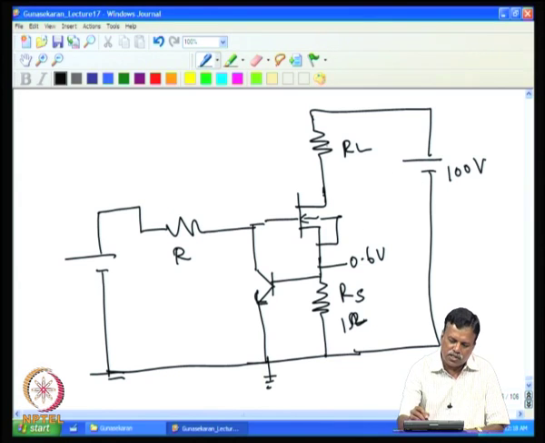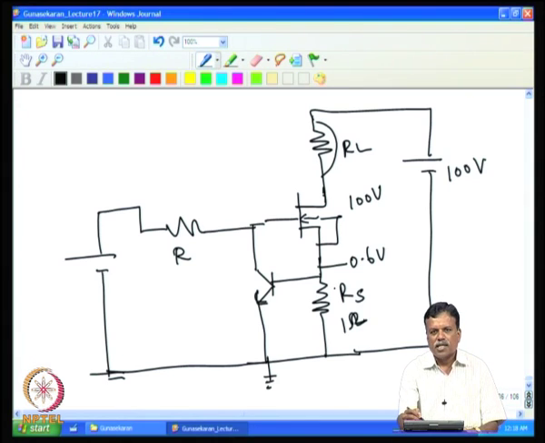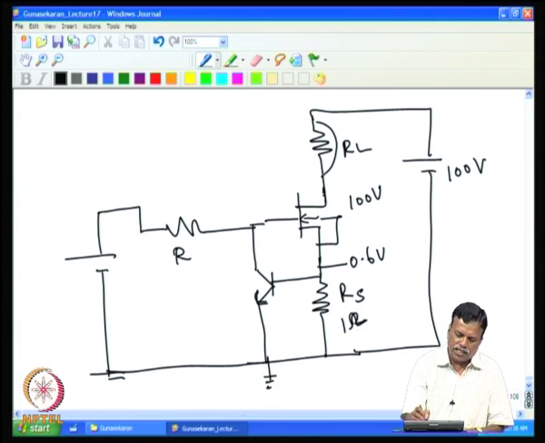But if this is shorted, the entire 100 volts is here, and 100 volts at 0.6 ampere will give you 60 watts of power dissipation, which is very high, and the MOSFET can go bad. To avoid this, one can sense the voltage at this point and then use that information to shut down the transistor.